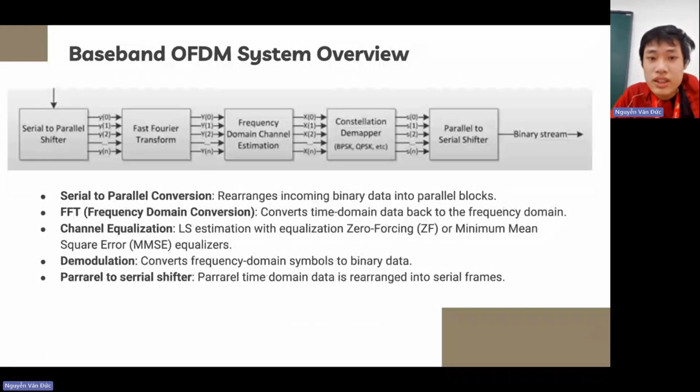We will input the data into a serial-to-parallel block for the FFT to convert from time domain back to the frequency domain. Next is the channel equalization. We will be using the LS, least square estimation, with equalization, zero forcing or MMSE. After that, we will map the stream back into the original data and go to another parallel-to-serial converter.